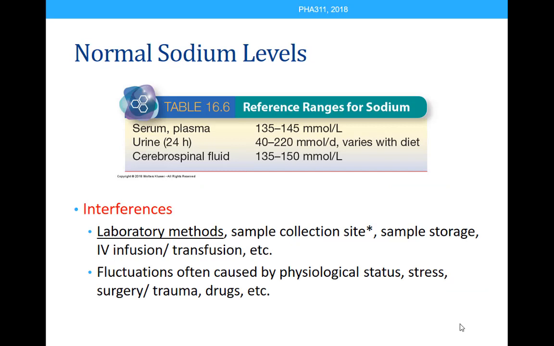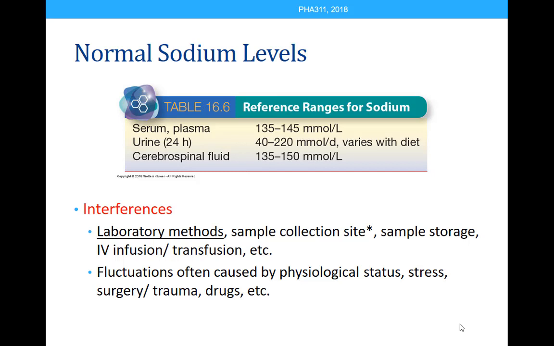Now, normal serum sodium levels, this is the range: 135 to 145 millimoles per liter. In the urine in 24 hours, there is a wide range. It varies with diet. Somebody who is having a high sodium diet will be excreting more sodium, of course, right? CSF is very similar to serum or plasma. Okay? Now, laboratory methods which are used to measure sodium can actually either overestimate or underestimate sodium, the older methods.